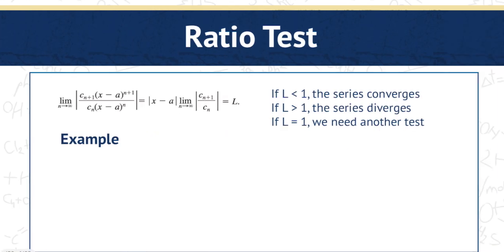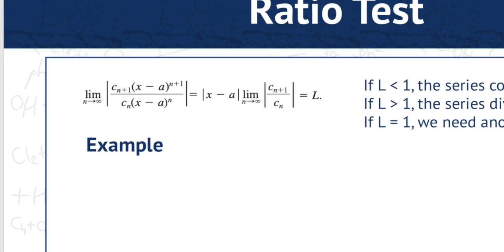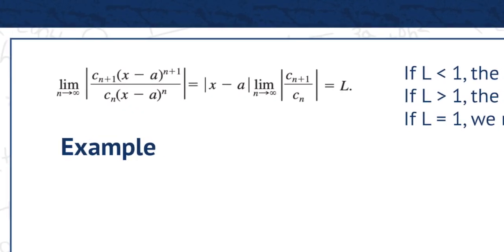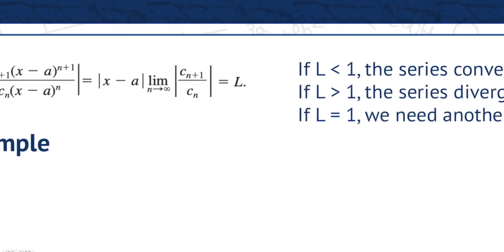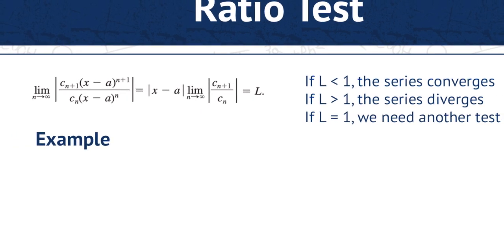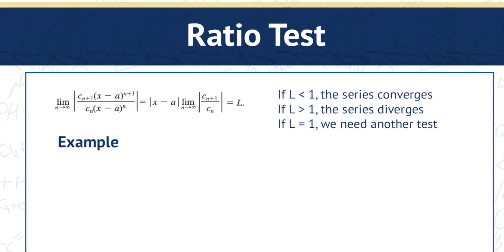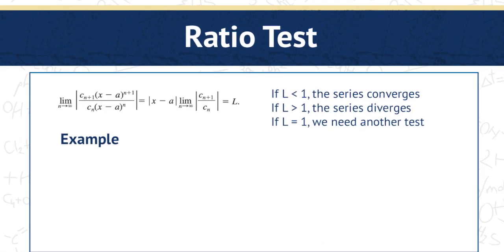So the ratio test is a simple way to determine if a series converges or not. So here is the formula. If the limit is less than 1, the series converges. If the limit is greater than 1, the series diverges. And if it is equal to 1, the test is inconclusive. That means we'll be needing other tests. So by applying this test, we can determine the radius of convergence, and that would be the following topic.